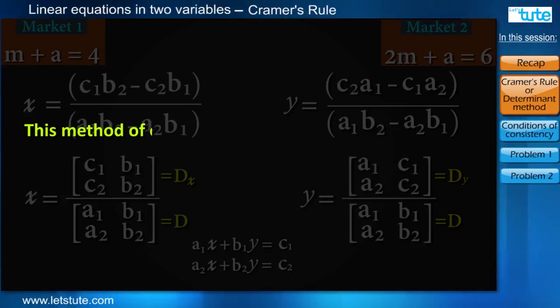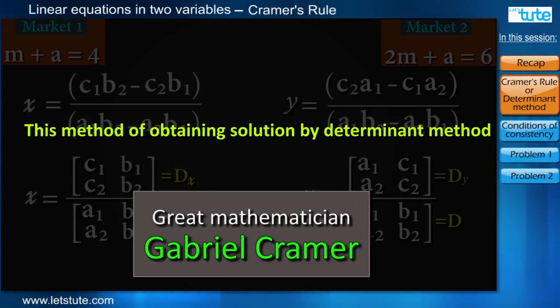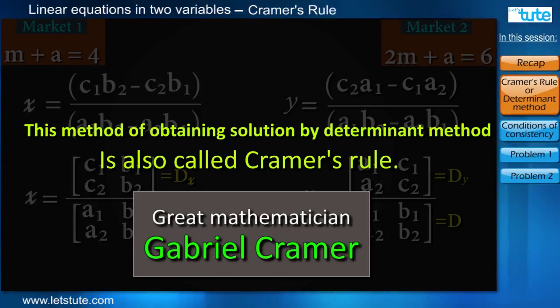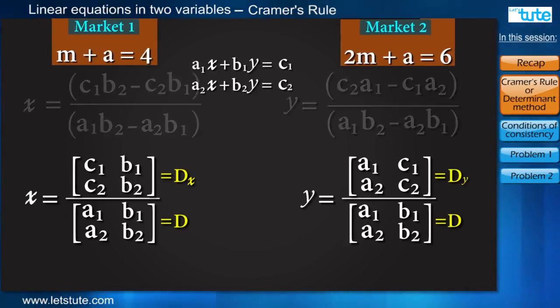This method of obtaining the solution of simultaneous equations by the determinant method is named after a great mathematician, Gabriel Cramer, who was the inventor of this method. Friends, now let's try the determinant method to solve these equations.